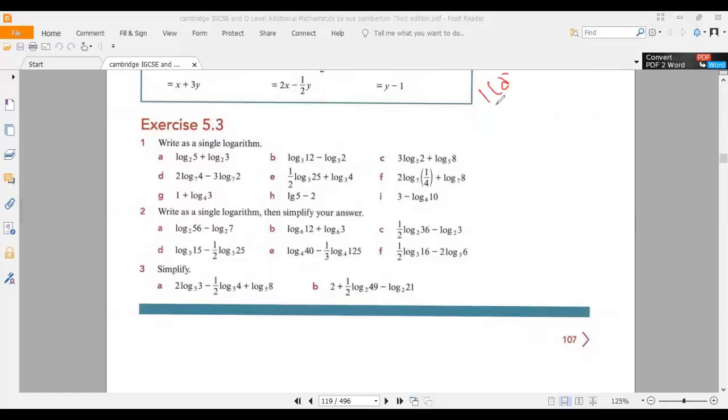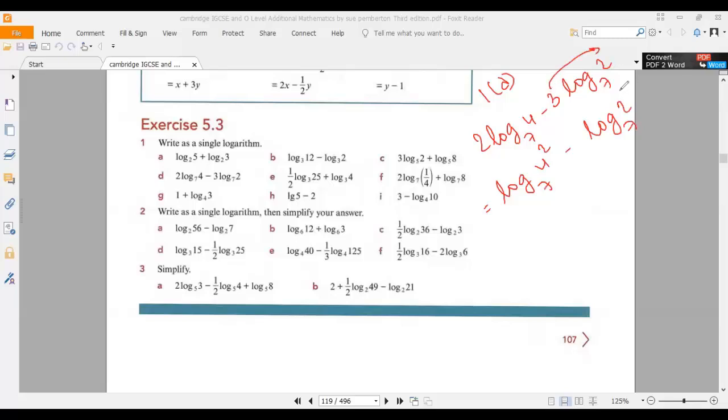Number 1d. 1d says 2 log base 7 of 4 minus 3 log base 7 of 2. We can write it in this way: log base 7 of 4 squared minus log base 7 of 2, where the 3 will go here, so it will be cubed. Okay, now 4 squared represents 16, 2 cubed represents 8. The negative sign will be converted to division by using the formula. Now log base 7 of 16 by 8 will be 2. So that is the final answer. Since the question says write as a single logarithm, we have to express our answer in that way. I hope you understand this one properly.